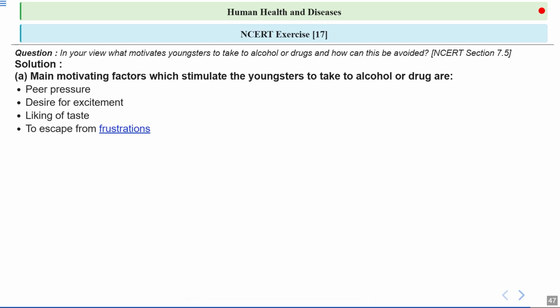Now, some youngsters use substances to escape from frustrations. When life feels overwhelming or stressful, they might turn to alcohol or drugs as a way to temporarily forget their problems. The family history is also important. If drug and alcohol abuse is common in the family, youngsters may be more likely to use it.